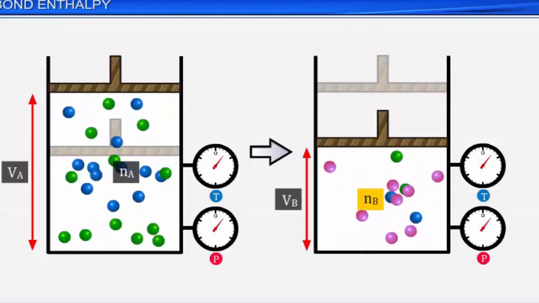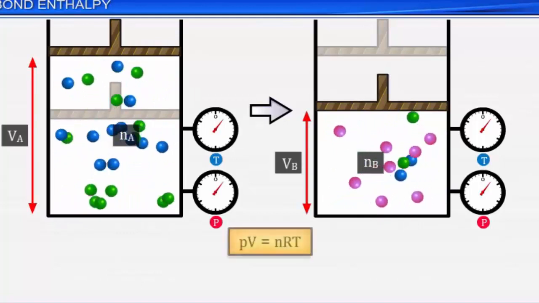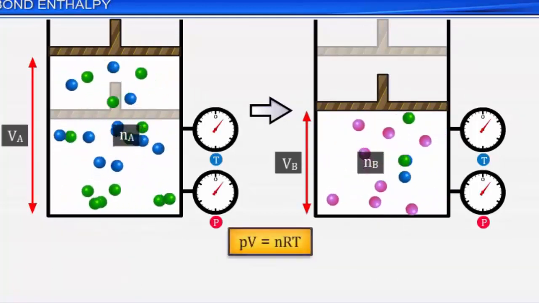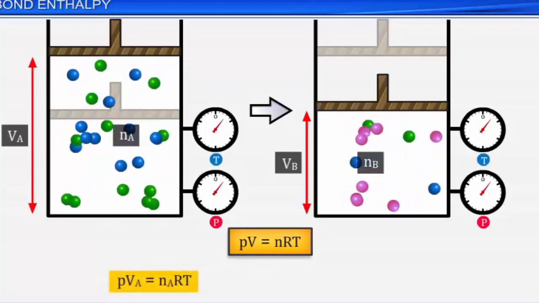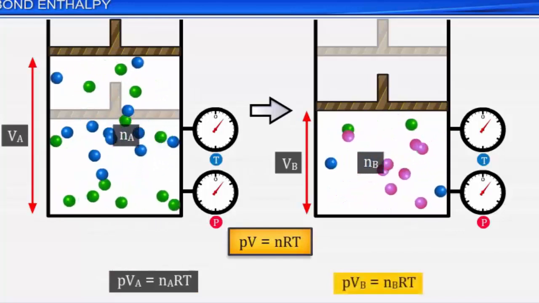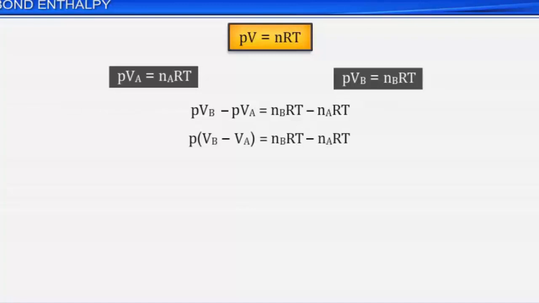We know that according to the ideal gas equation, PV equals nRT. Thus, for the reactants, PVA equals nART, and for the products, PVB equals nBRT. Thus, PVB minus PVA equals nBRT minus nART, or P(VB minus VA) is equal to (nB minus nA)RT.